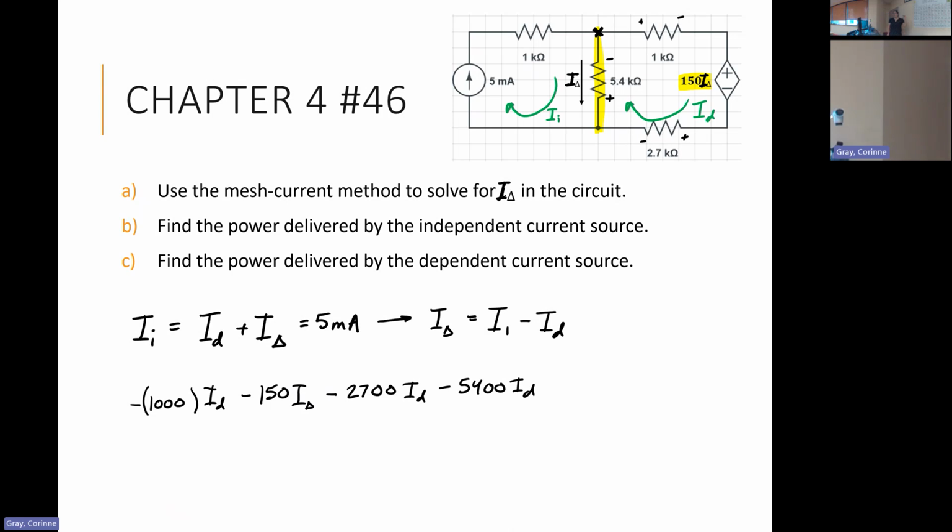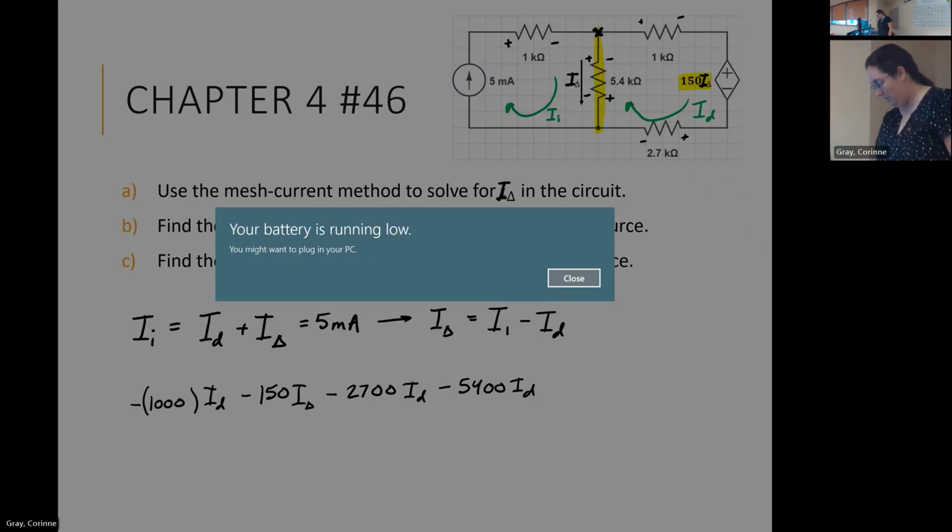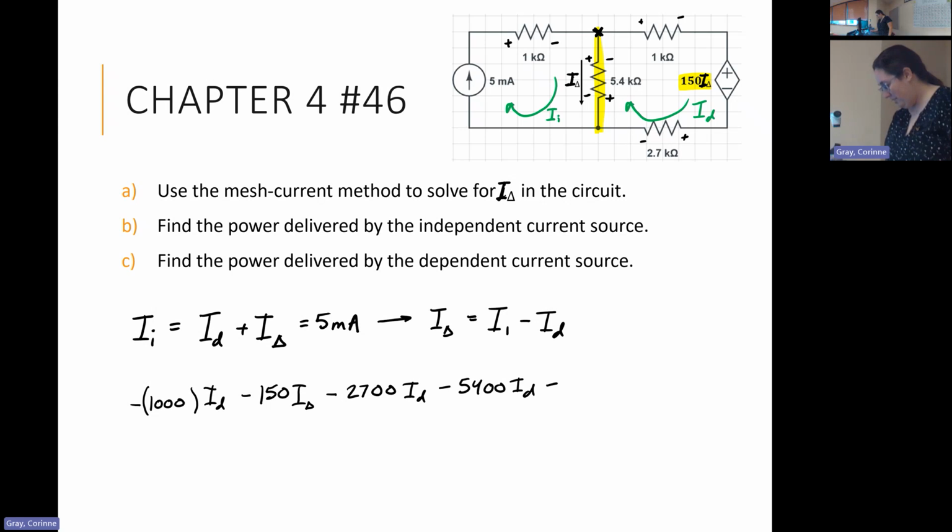But I need to remember that I have the other side I need to consider as well. So if I'm looking at my left mesh, I'll have positive, negative, positive, negative. So I'd get that plus 5,400 I equals 0. While I go get my charger, I would like you guys, for fun, to write out the left mesh. Just like we just did the right.